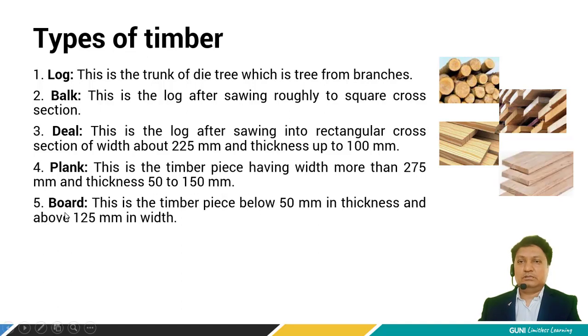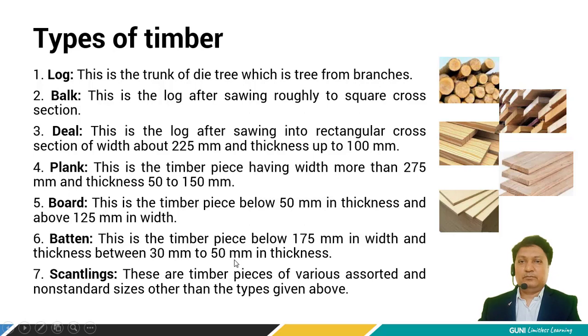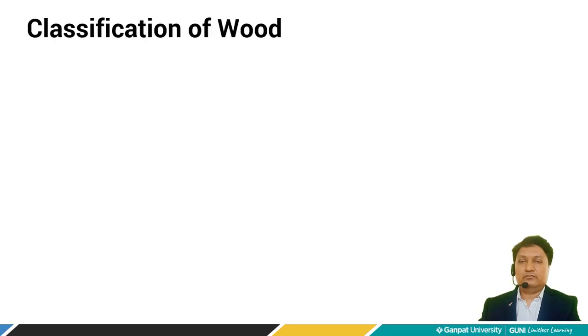Next one is the board. This is the timber piece 50 mm in thickness and above 125 in width. Batten is the timber piece below 175 mm in width and thickness between 30 to 50 mm. The last is the scantlings. These are the timber pieces of various assorted and non-standard sizes other than the types given above. Now the classification of wood.